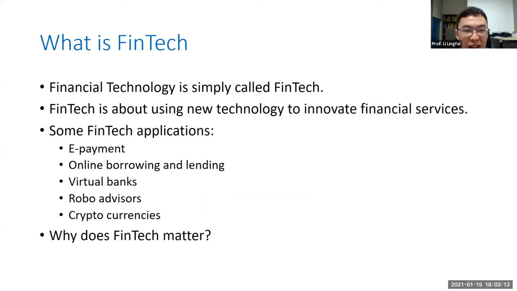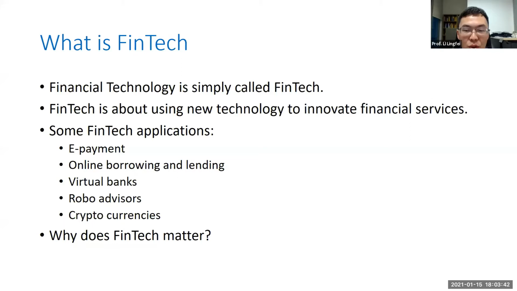Okay, so what is FinTech? FinTech is really the short name. The full name is financial technology. Okay, we simply call it FinTech. FinTech, in one sentence, is really about using new technology to innovate financial services. We're going to use new technology to improve financial services, to provide new types of financial services.